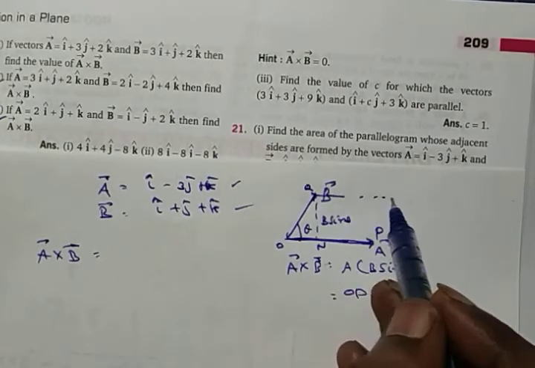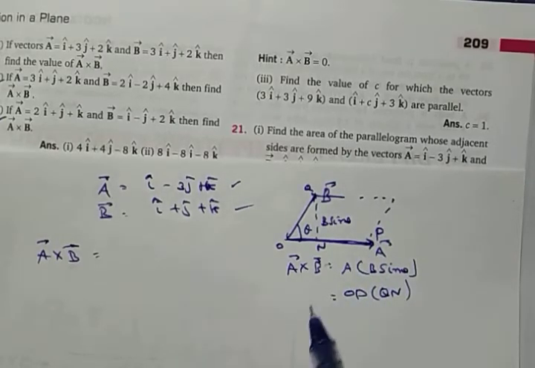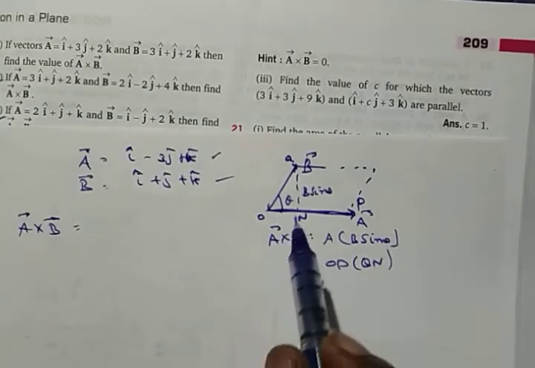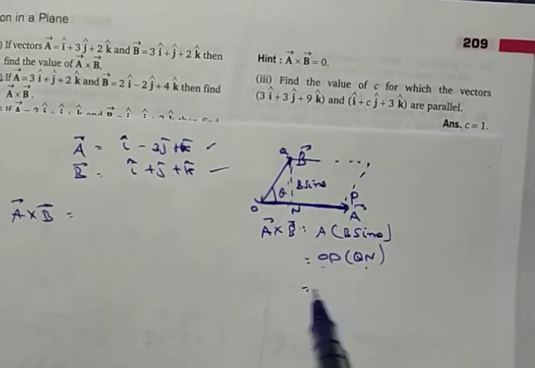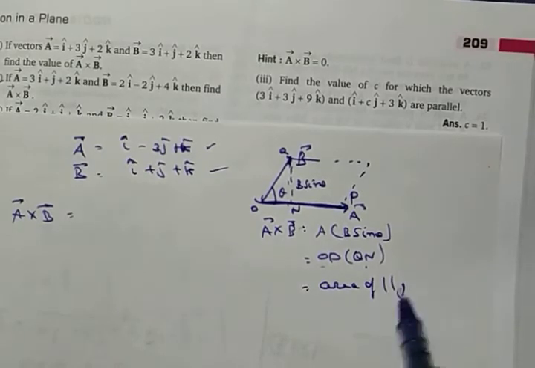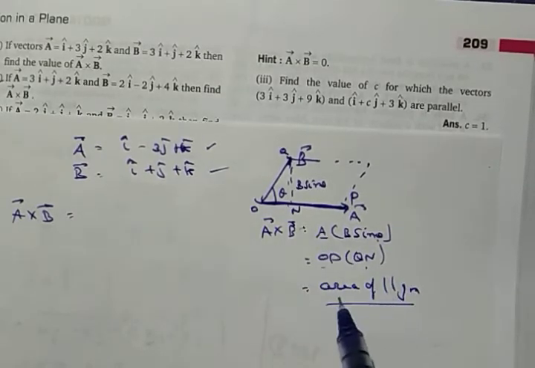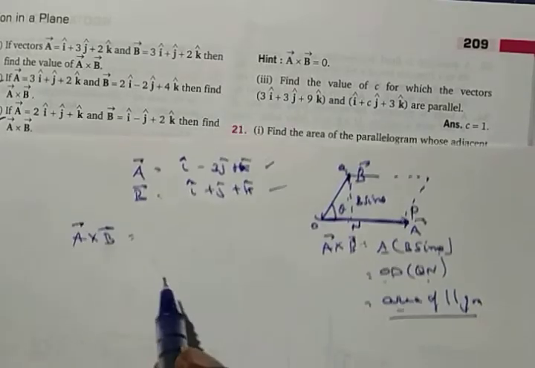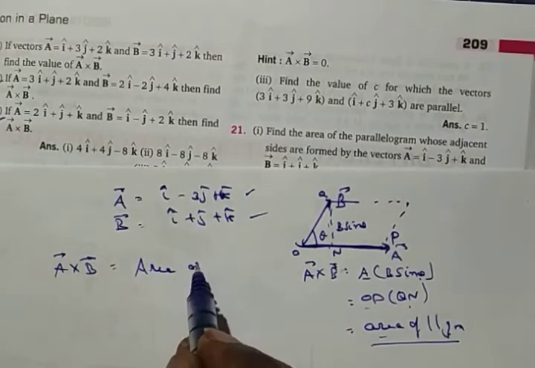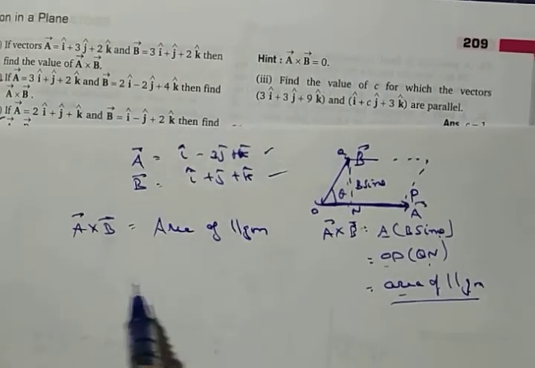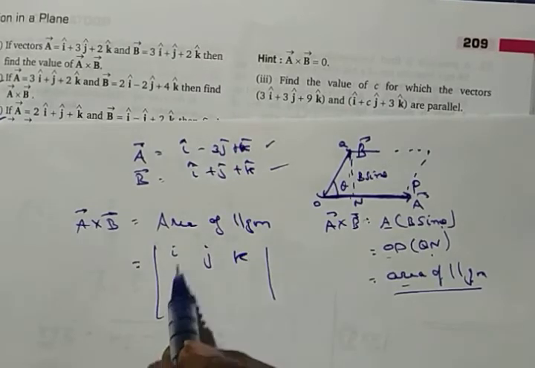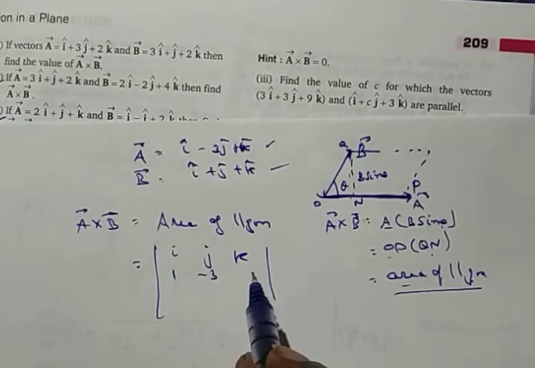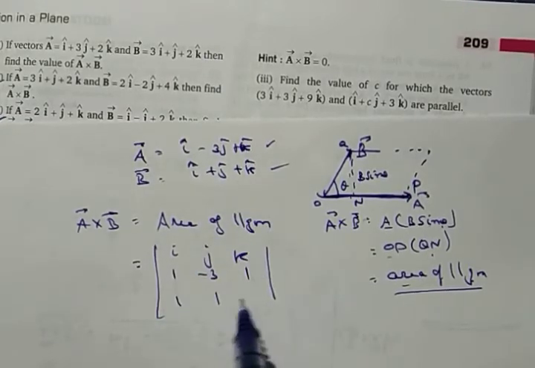Now you can enclose it as a parallelogram. Once you enclose it as a parallelogram, OP is the base of the parallelogram and QN is the perpendicular height of the parallelogram, so it becomes the area of the parallelogram. We started with AB sine theta and we ended with the area of the parallelogram. So A cross B is equal to the area of the parallelogram. So just find out A cross B. So i, j and k. This is 1, minus 3, 1. Second row, 1, 1 and 1. Now we need to find the cross product here.